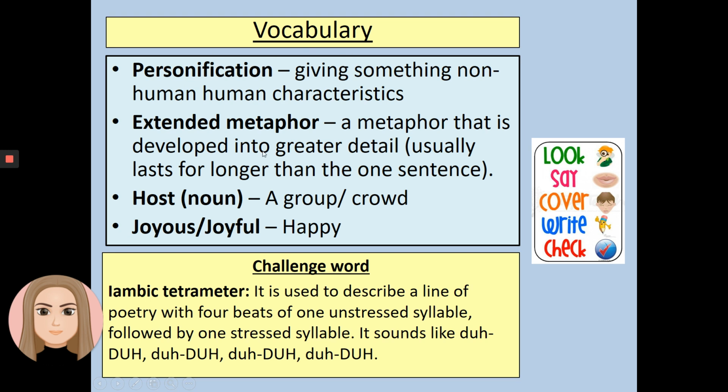These are the words I want you to look, say, cover, write, check. I would spend about 5 minutes doing that, so you need to pause the video, look, say, cover, write, check this vocabulary and the challenge word if you're in those groups. 5 minutes, pause the video, off you go.